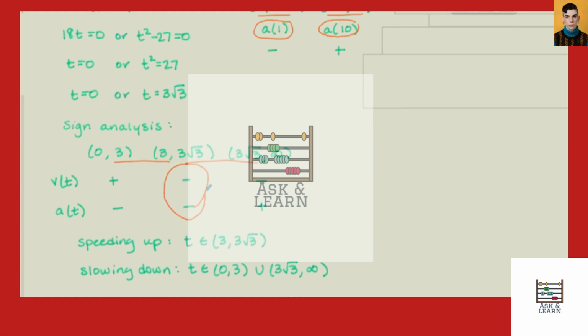So based on that, when the signs are both the same, negative and negative, we know the particle is speeding up. So it's speeding up from times 3 to 3 square root 3. And when the signs are different, a positive and a negative, we know that the particle is slowing down. So it's slowing down between times 0 and 3 and times 3 square root 3 and infinity.